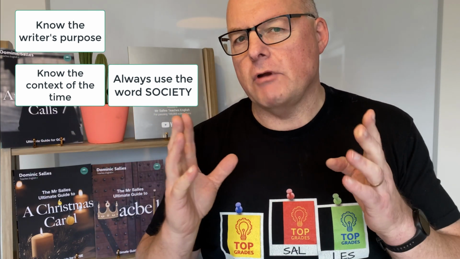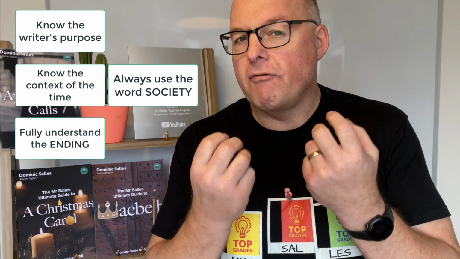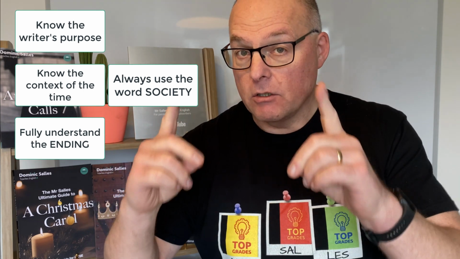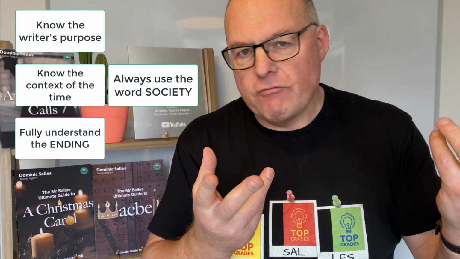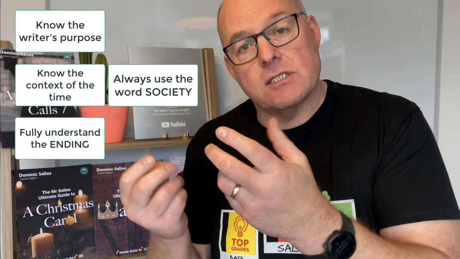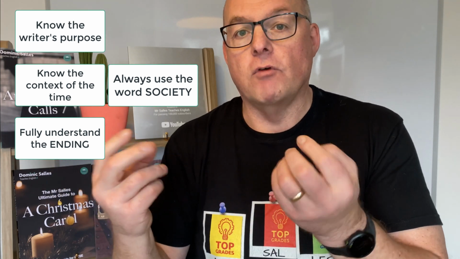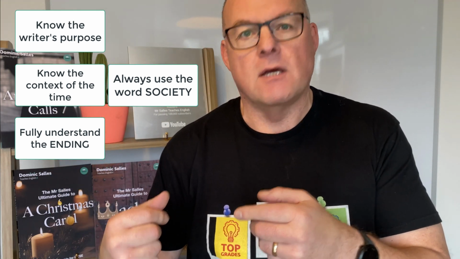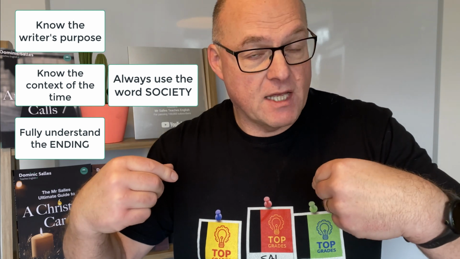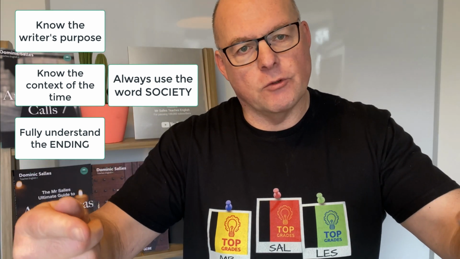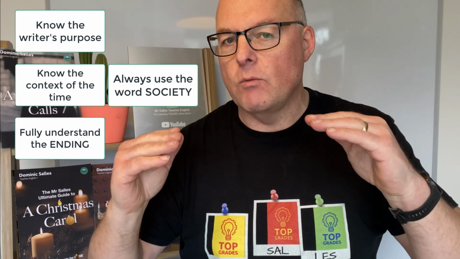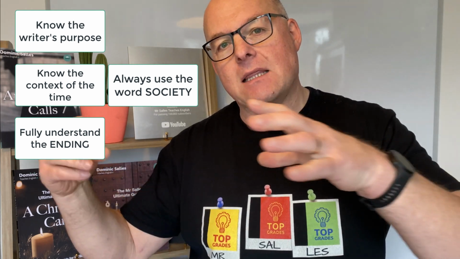And number 3, you need to have a profound knowledge of the ending of the text, because when every writer gets to the end of the text, they wrap up their ideas to give you a new perspective of looking at their world that they've created and their society that their text is obviously responding to. So when you understand the ending really well, you can write brilliantly about the author's purpose and the context of the time to back up that purpose.